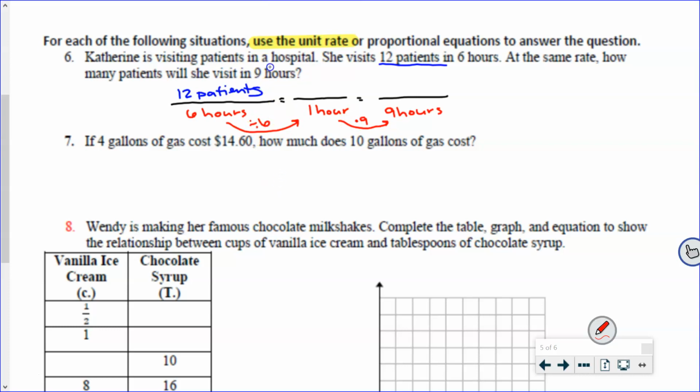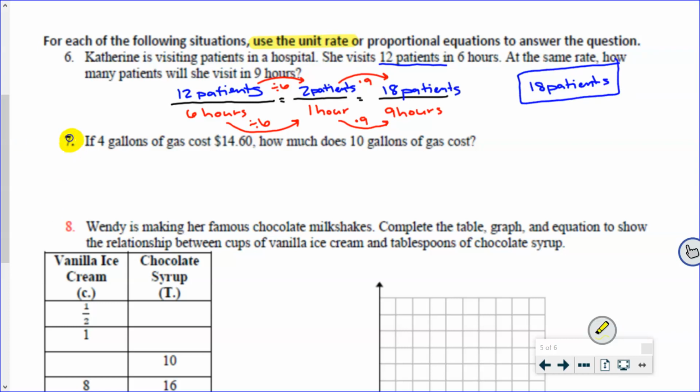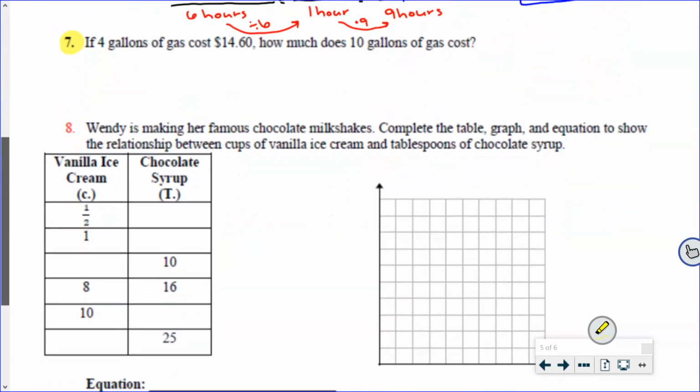Whatever we do to the bottom, we have to make sure we do up here. So 12 divided by 6 is 2 patients. And we multiplied the 1 by 9, so I'm going to multiply this 2 by 9. And 2 times 9 is equal to 18 patients in 9 hours. Number 7, that's for you to do on your own. Let's move on to number 8.